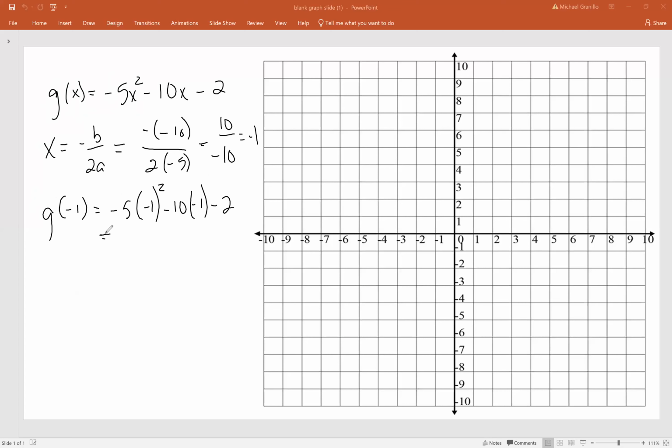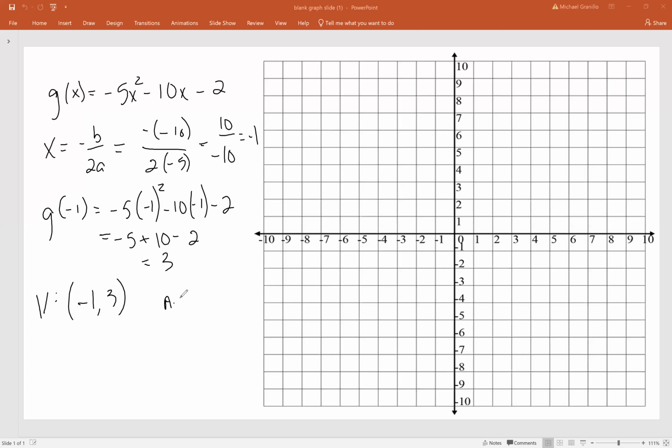Now, what's that give me? That gives me positive 1, because negative 1 squared is positive 1 times negative 5 is negative 5. This is a negative times a negative. That's a positive 10, and then minus 2. So negative 5 plus 10, that's 5, minus 2 gives me a y value of 3. So now I know my vertex. My vertex is going to be at negative 1, 3.